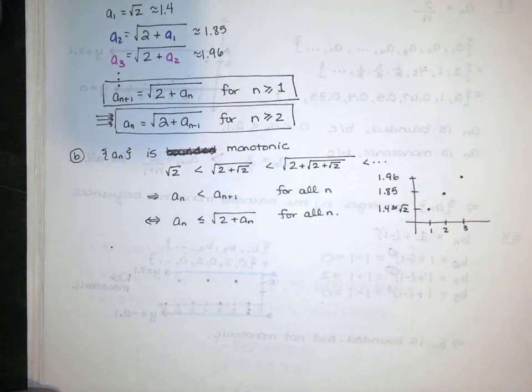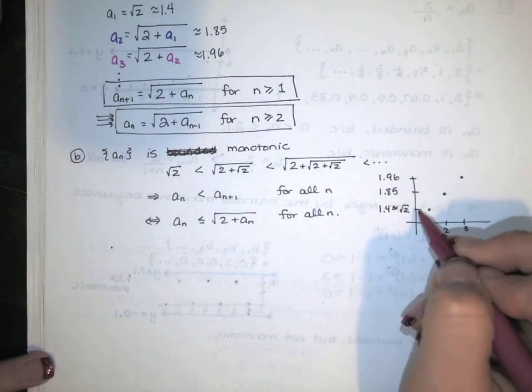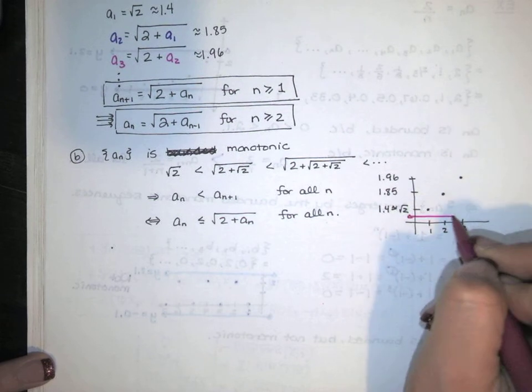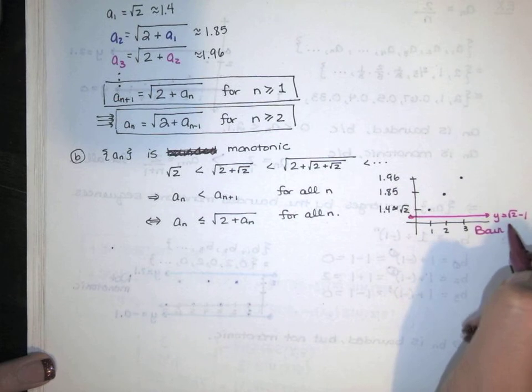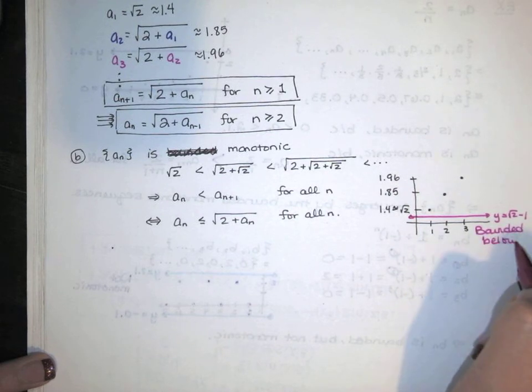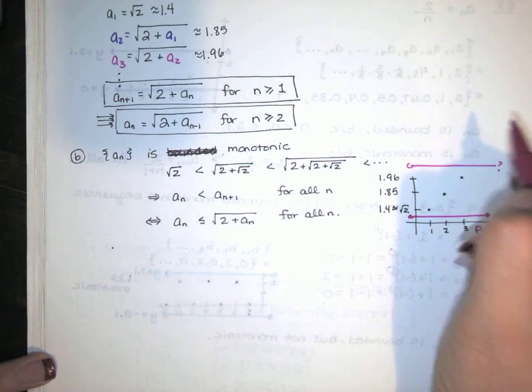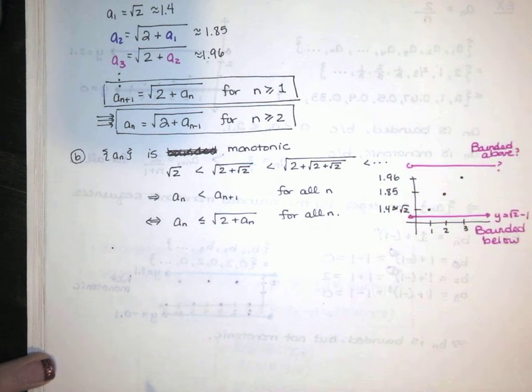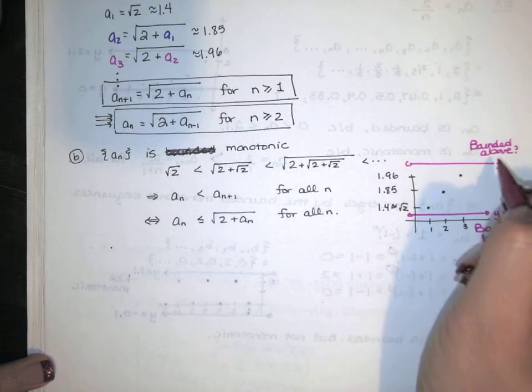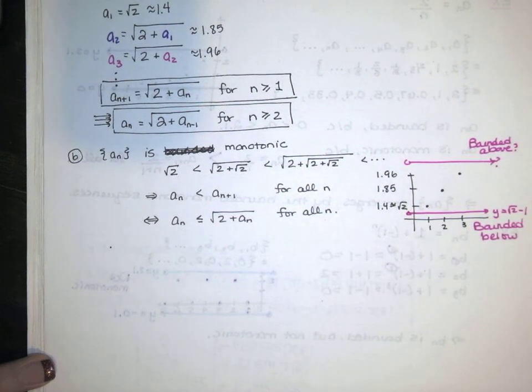So we can see from this graph that it's all definitely greater than square root of 2. So we could just do square root of 2 minus 1 as our lower bound. So it's definitely bounded below. But I'm not sure about bounded above. That might work. It might not. If the limit exists, it's definitely bounded above, because it would be approaching that limit. But it might just increase and increase and increase forever. Okay. Let's think about that a little bit more.